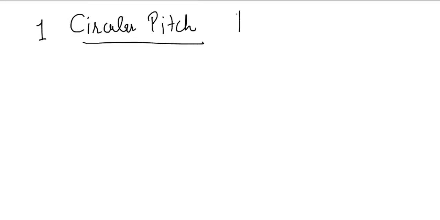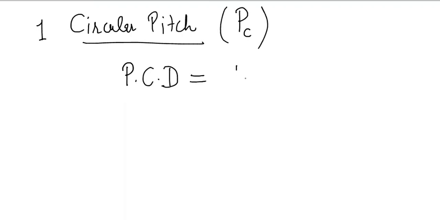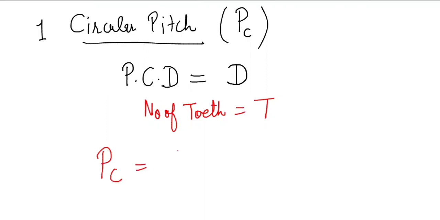The circular pitch symbol is what actually? Pc, P is capital, c is small. And we know that there is a pitch circle diameter, that circle is an imaginary circle on the center of the teeth of the gear, and the pitch circle diameter is noted by the symbol D. Suppose the number of teeth is denoted by symbol T. So circular pitch is the ratio of pitch circle diameter to the number of teeth in any gear.